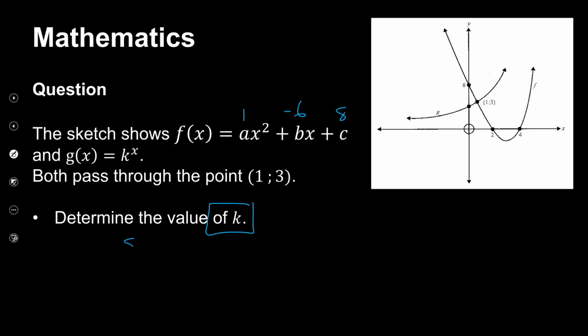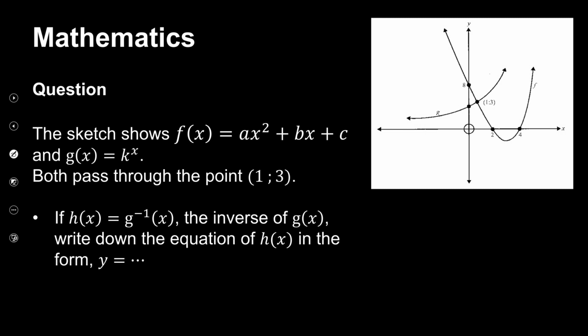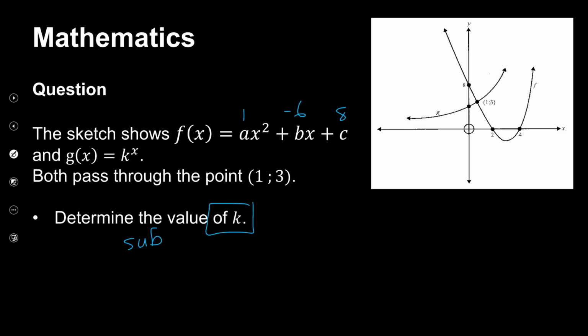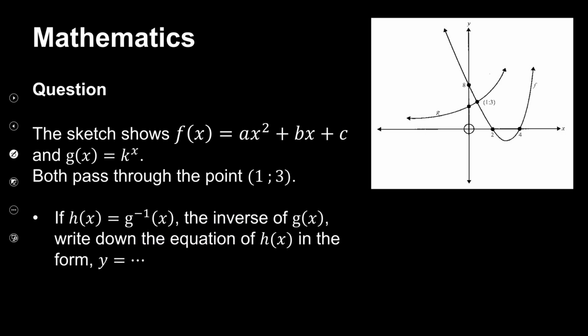You just need to substitute the point now here. You just need to substitute the point, right? So to substitute the point, before we look at the inverse, it will be 3 is equal to k to the exponent of 1. So k to the exponent of 1 is just k. Therefore, k is just equal to 3, right? Now, 1, minus 6, 8, and 3. Now, there's more things that you need to remember. So this is positive 1, minus 6, 8, and then this is going to be 3, right?